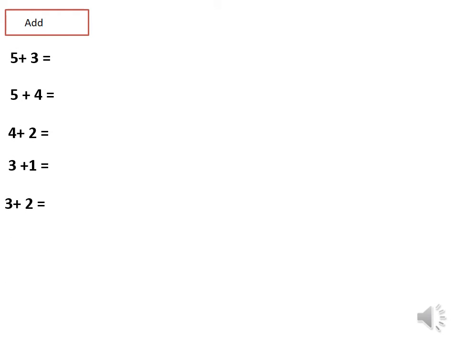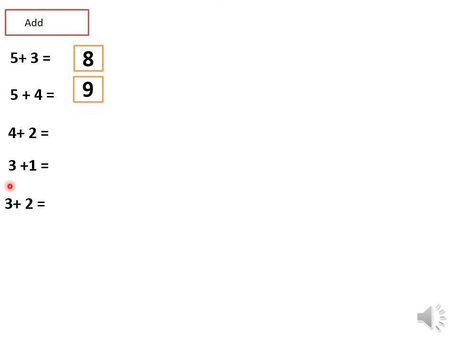Help me add those numbers. The first one is 5 plus 3. 5 plus 3 equal. We put 5 in our mind and we add 3. So 5, after 5 we have 6, 7, 8. So 5 plus 3 equal 8. The next one is 5 plus 4. 5 in my mind and we add 4. After 5 we have 6, 7, 8, 9. Yeah, they are 9. So 5 plus 4 equal 9.